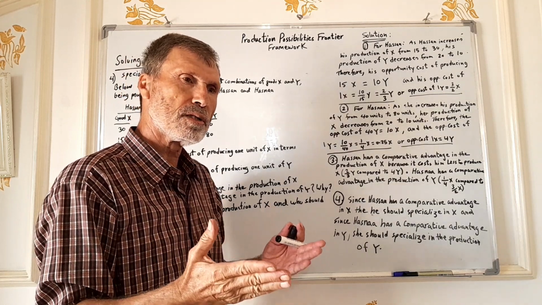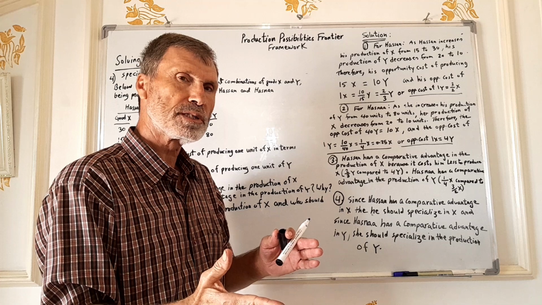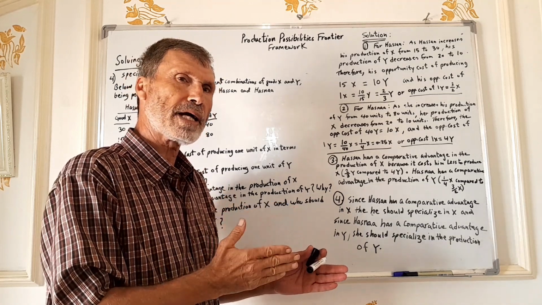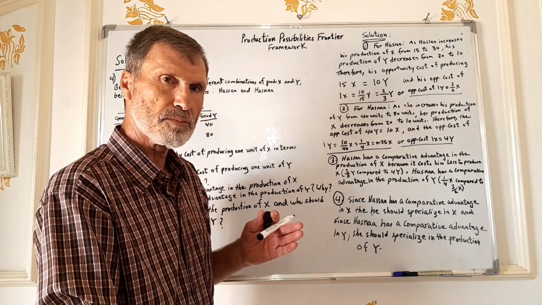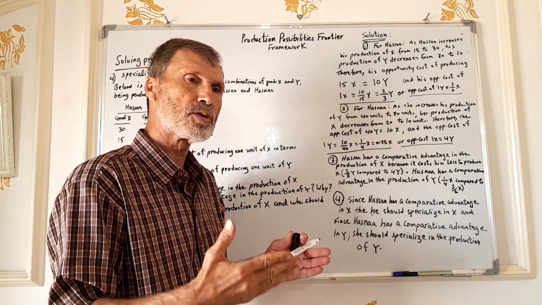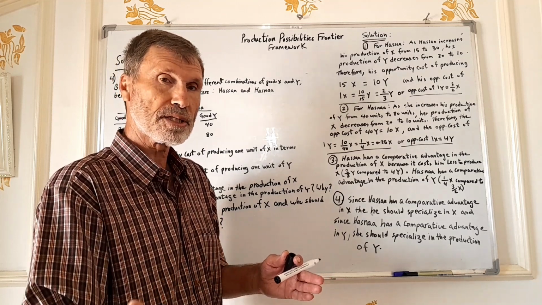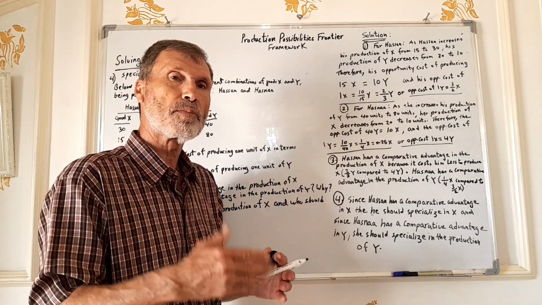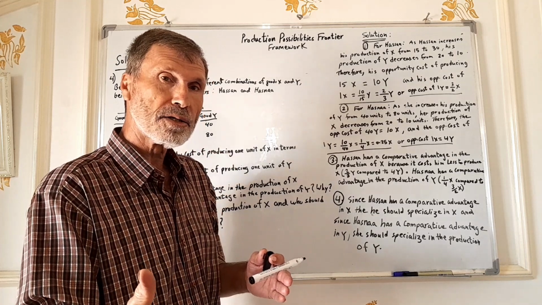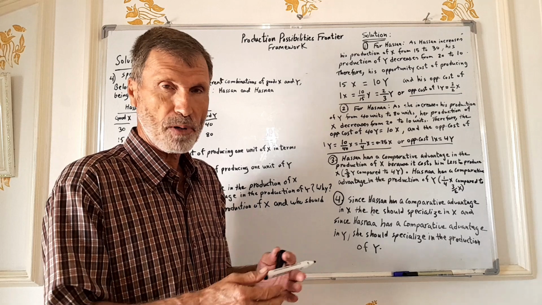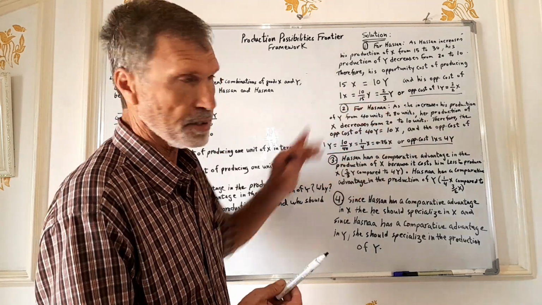We could play with the opportunity cost from X to Y. If the opportunity cost of 1X in terms of Y is equal to a certain number, then we can calculate the opportunity cost of Y in terms of X for the same person. This is what we did over here.